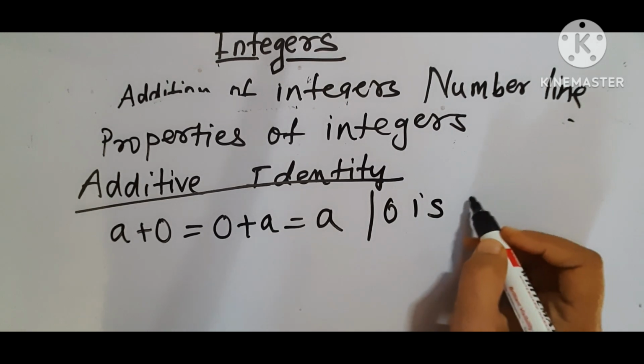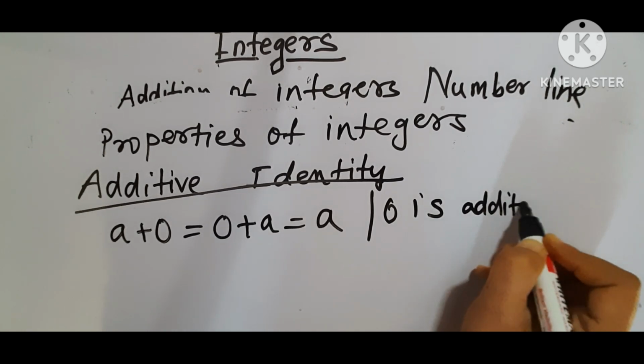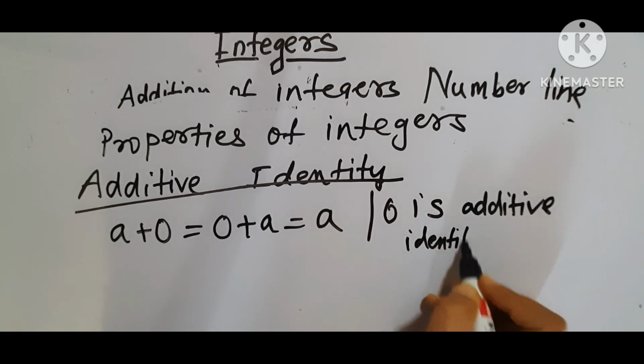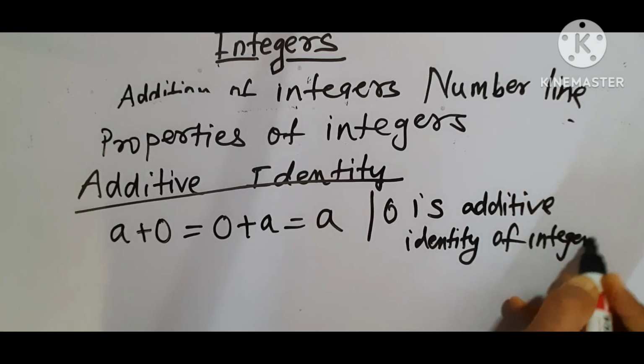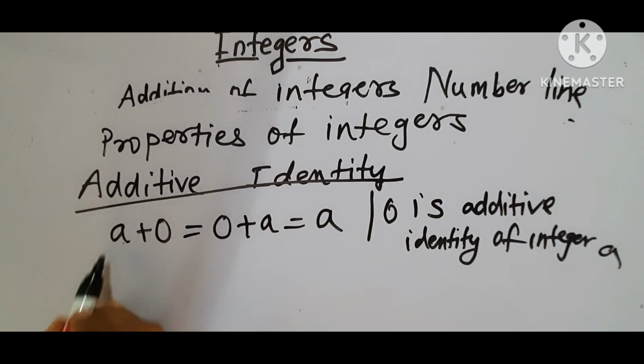additive identity of the integer. 0 is additive identity of integer a. Nothing but it is giving a plus 0, 0 plus a, and that is giving us the value a. So in this case we can say 0 is the additive identity of integer. Similarly, we have another property, that is additive inverse.